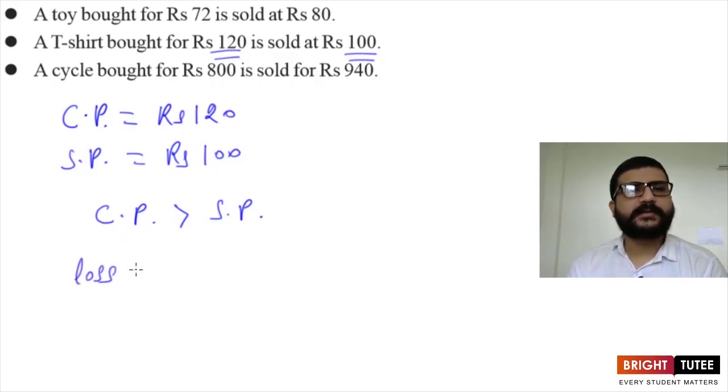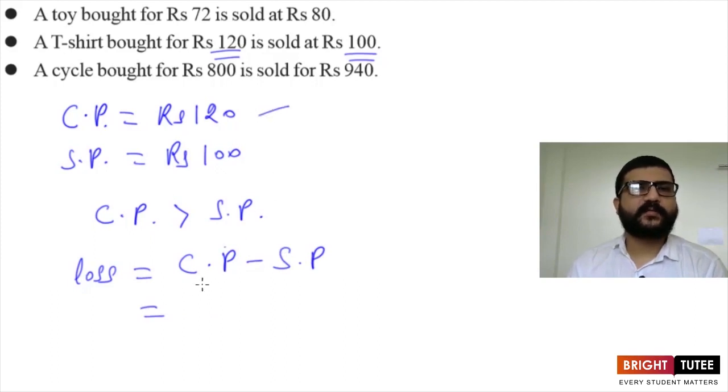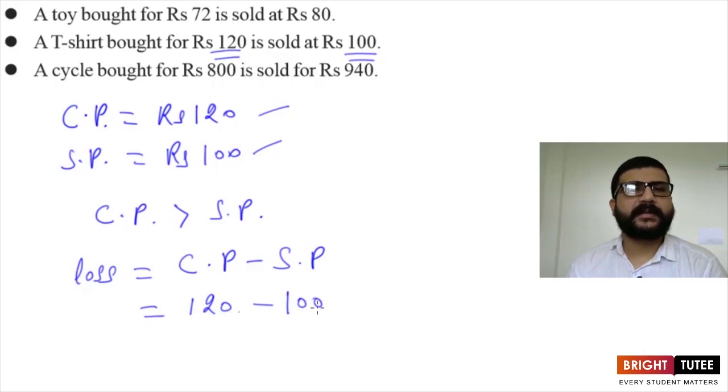And how much is the loss? It will be equal to cost price minus selling price. Now what is the cost price? It is 120 minus SP. SP is selling price, that is rupees 100. So it becomes 120 minus 100, and we know 120 minus 100 is 20. So therefore we can say that this is a case of loss, rupees 20.